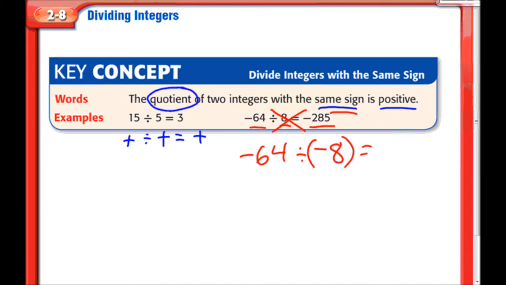Now, how many 8's go into 64? Well, the answer is 8. Would it be positive or negative? Well, since these numbers have the same sign, it would be positive. Interesting error there.